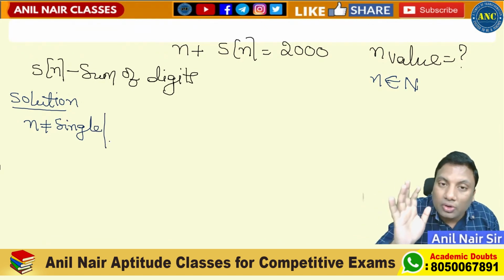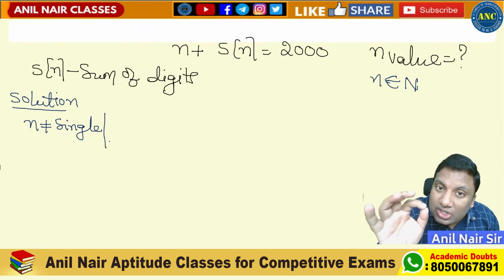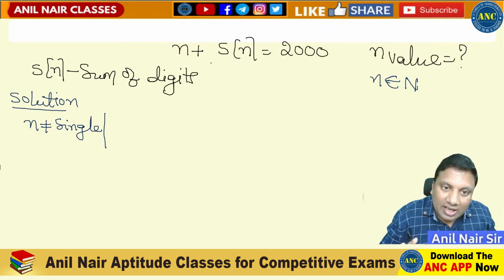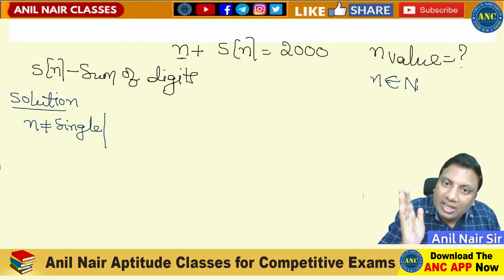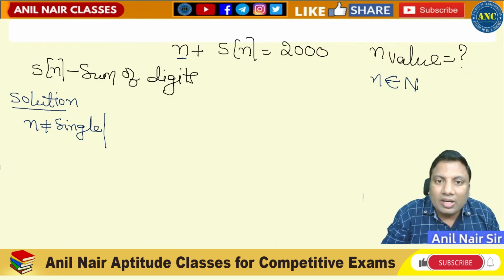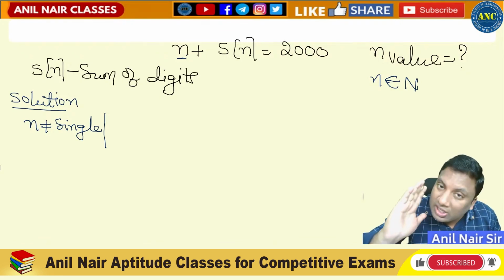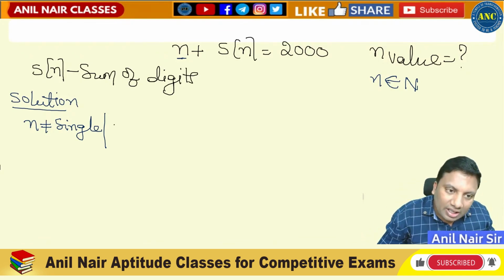If n is a 2-digit number, what is the largest 2-digit number? 99. What is the sum of the digits of 99? 9 plus 9, 18. 99 plus 18, 117. 2000 is much greater than 117. N cannot be a 2-digit number.